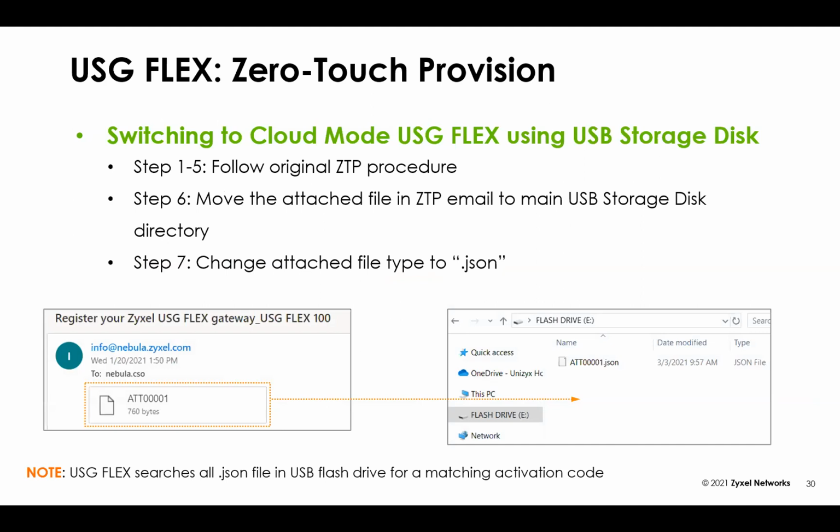Now, if you're using the USB storage disk, basically you're going to go through the whole ZTP setup procedure. You're going to copy your file that came to you in your email and put it onto the flash drive. The file itself is going to be a JSON file that contains all of the information to get the device into the cloud.